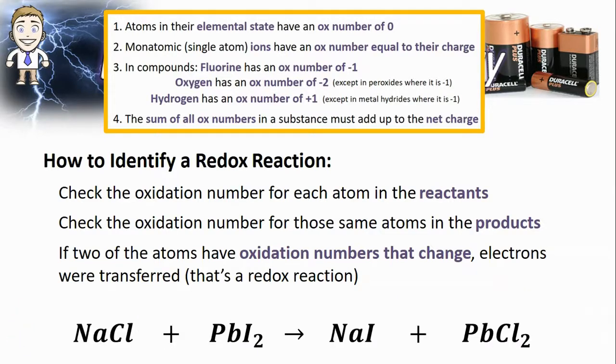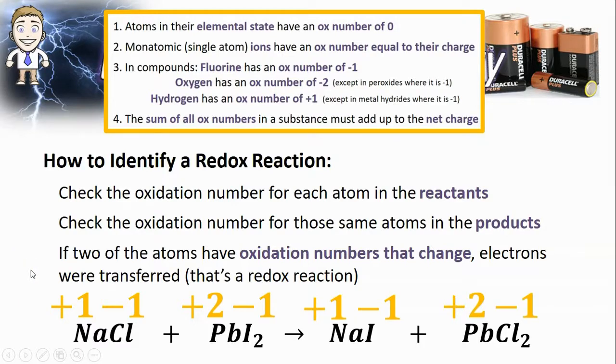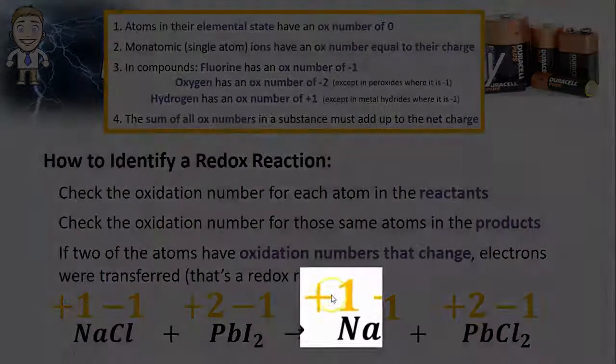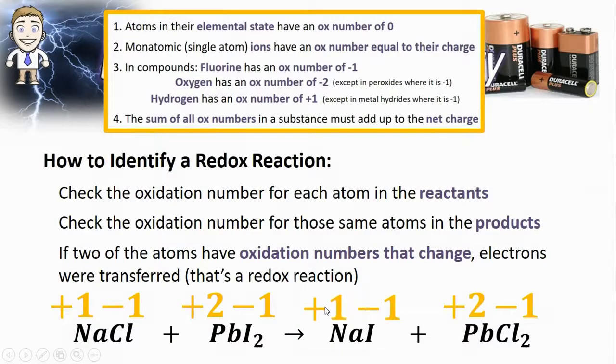Here's a second example, the reaction between sodium chloride and lead iodide. These are all ionic substances, so all I need to do is look up their charges. +1, -1, +2, -1. Sodium iodide in the products, +1, -1, and lead chloride, +2, -1. Here in this equation, all the oxidation numbers stay exactly the same. Sodium, for example, is +1 in the reactants, and it's +1 in the products. And that's true for each atom in the equation. Since none of them change their oxidation numbers, this would not be a redox reaction.